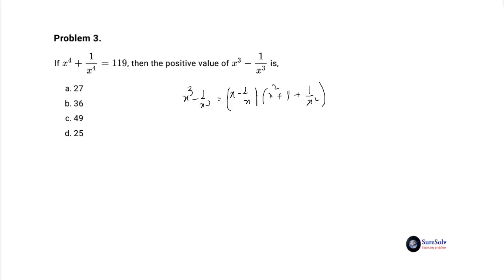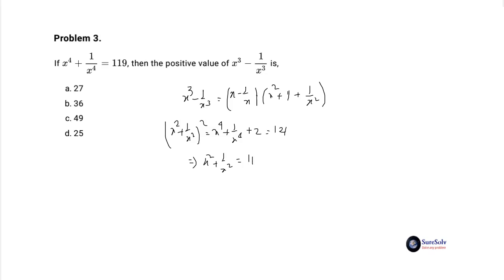So from x to the power 4 plus 1 by x to the power 4, you have to first evaluate x square plus 1 by x square and then x minus 1 by x. First to evaluate x square plus 1 by x square. X square plus 1 by x square whole square equal to x to the power 4 plus 1 by x to the power 4 plus 2 equal to 121. Or x square plus 1 by x square equal to 11.